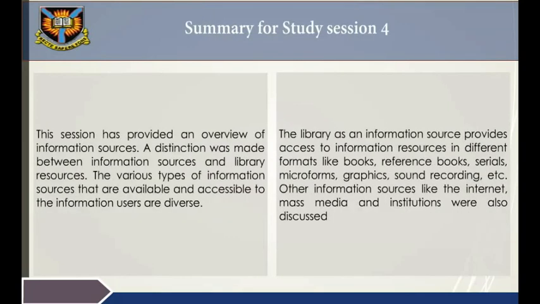Summary for Session 4. This session has provided an overview of information sources. A distinction was made between information sources and library resources. The various types of information sources that are available and accessible to the information users are diverse. The library, as an information source, provides access to information resources in different formats like books, reference books, serials, microforms, graphics, sound recording, and so on. Other information sources like the Internet, mass media, and institutions were also discussed.